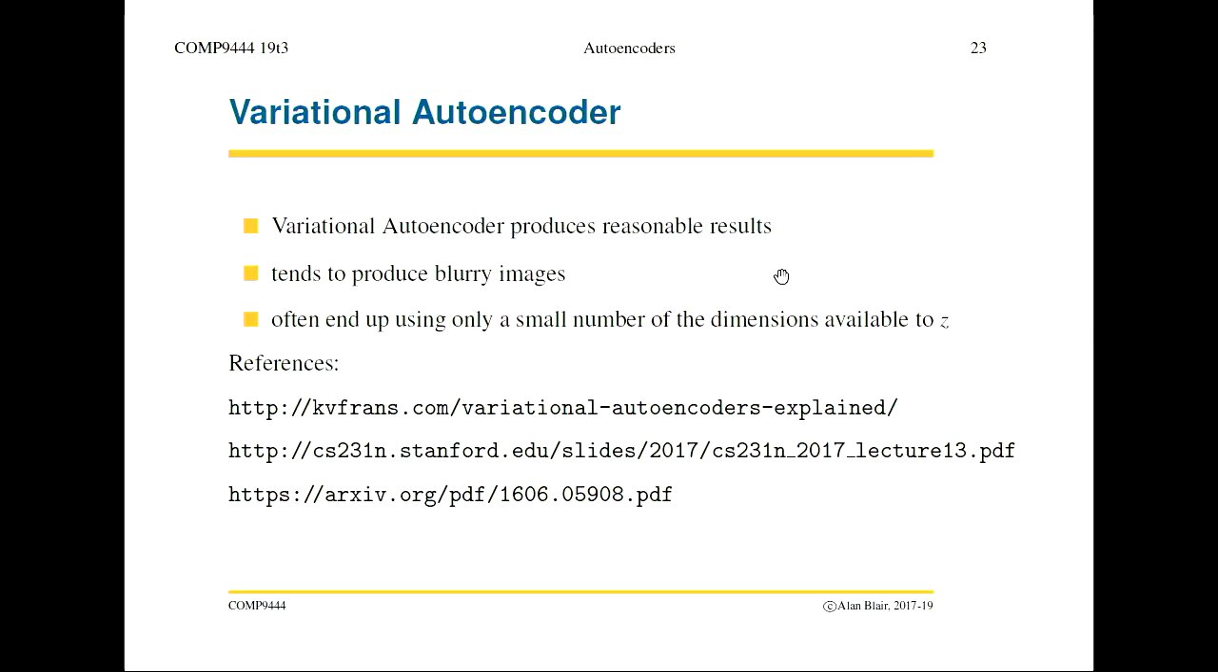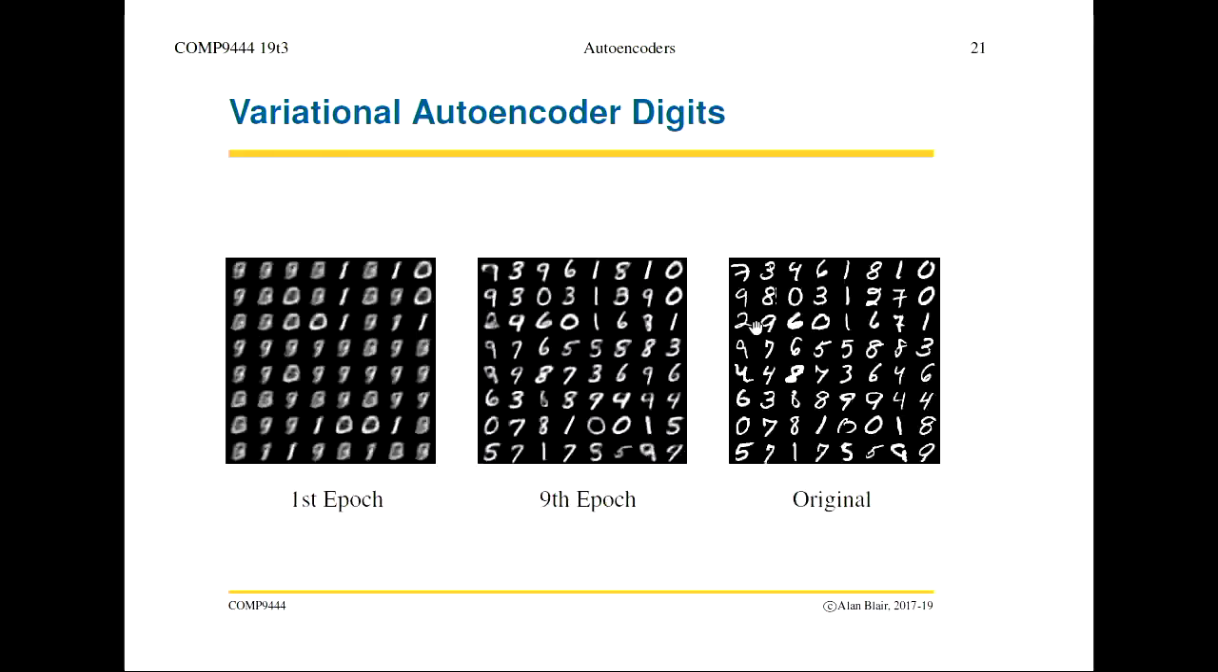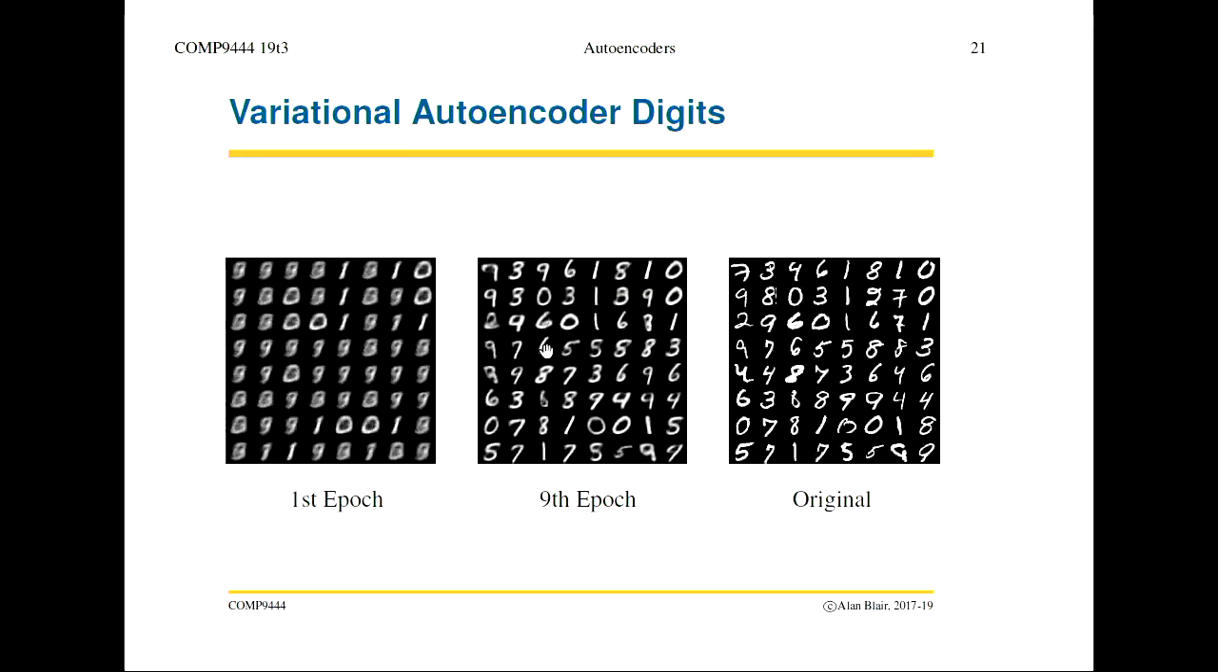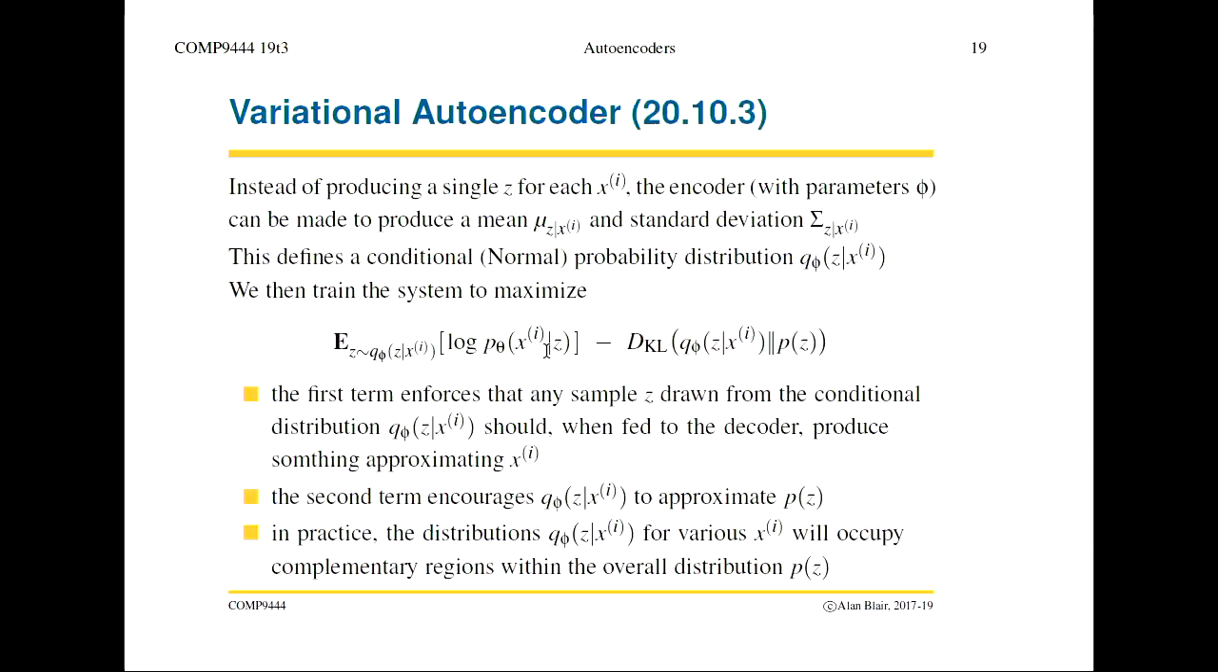The images tend to be a bit blurry, and in spite of our best efforts, you still see this phenomenon that often it ends up using only a subset of the dimensions that are available. So if you make 100 dimensions available, it may end up that all the original images are actually getting mapped into a smaller number of dimensions. Yeah, so it doesn't fully solve this problem, but it's better than just a standard autoencoder without variation.